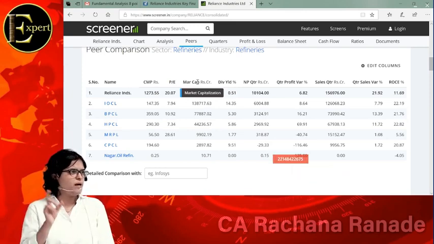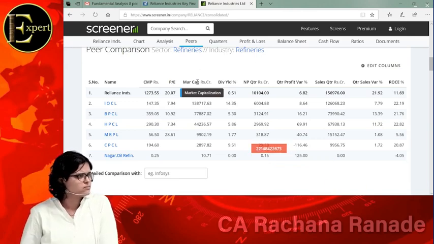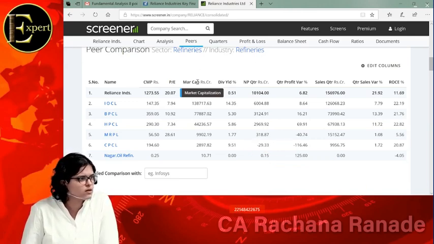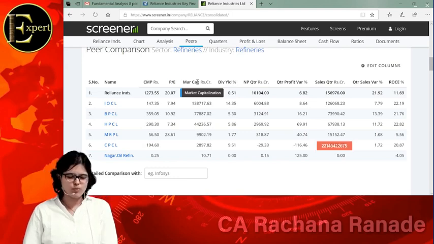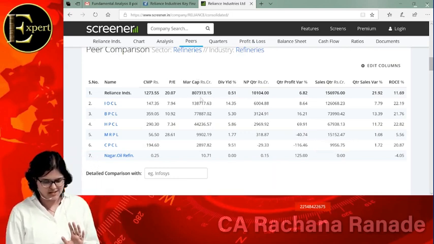Number of shares of the company multiplied by market price per share. Simple. How much amount that company is valued in the market? Exactly. So tomorrow, this is just a time pass way to understand this.